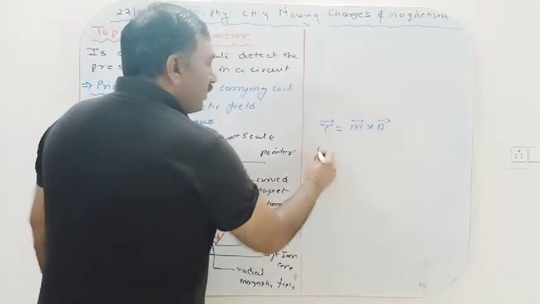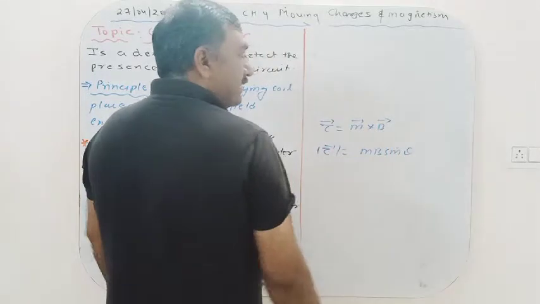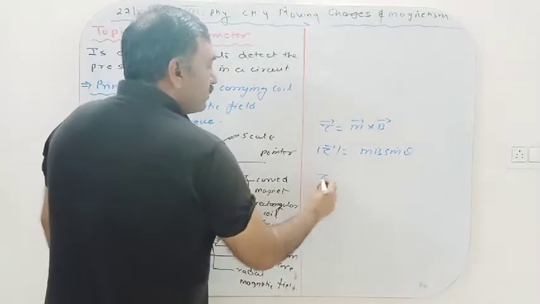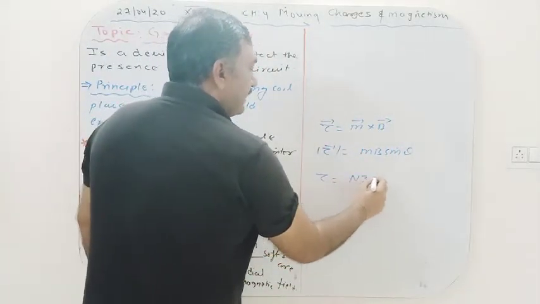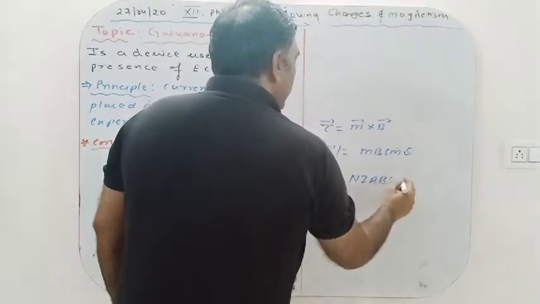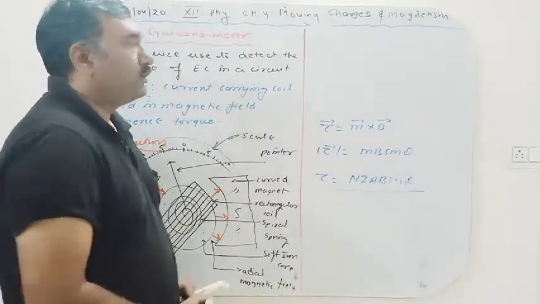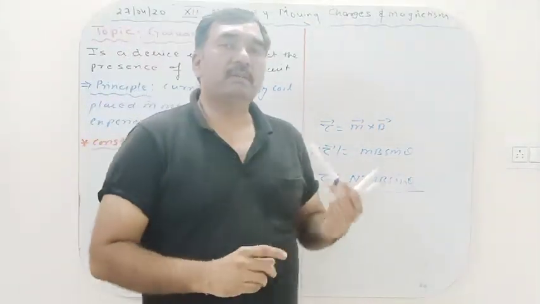And what is the formula for the magnitude of the torque? Tau is equal to mB sin theta. But what is m? So tau is equal to NIAB sin theta. This is the formula for the torque that we already know. And today we are going to learn about the galvanometer.